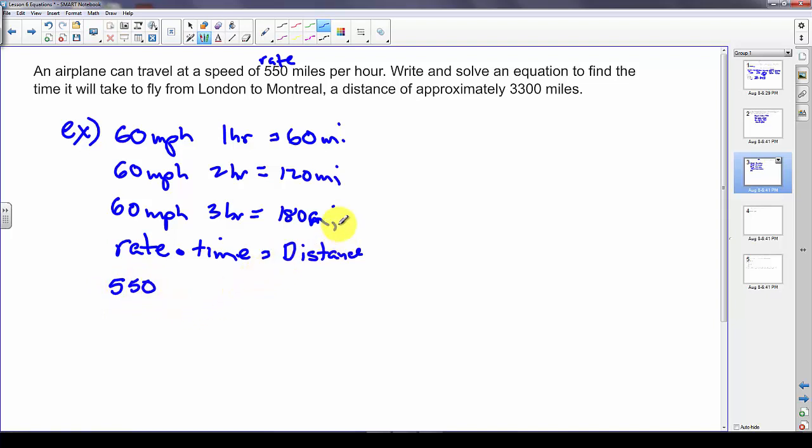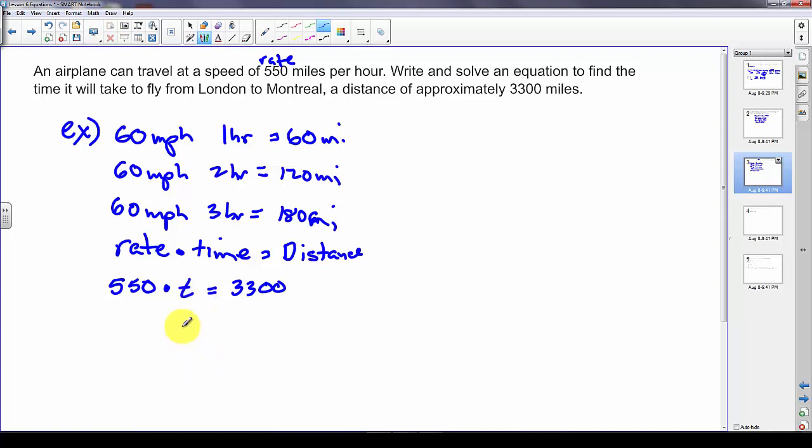The question asks to write and solve an equation to find the time. I don't know the time. So I'm going to call that my unknown. Let's just call it t for the heck of it. And they gave us a distance of 3,300 miles. So now I need to find out 550 times what's going to equal 3,300. My guess is 6. Just because I know 500 times 6 is 3,000.